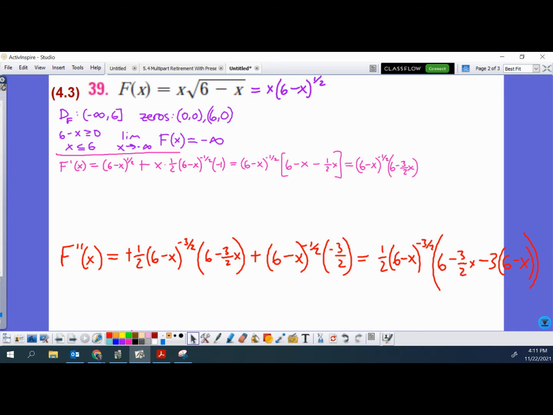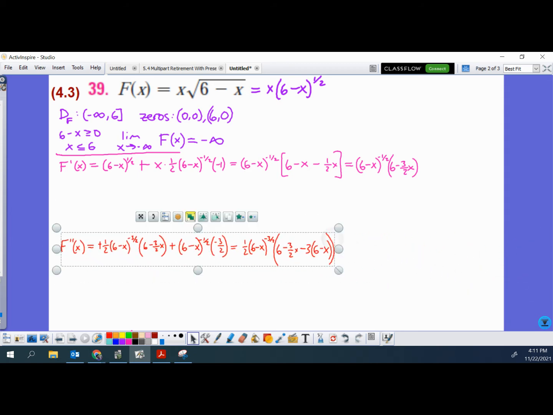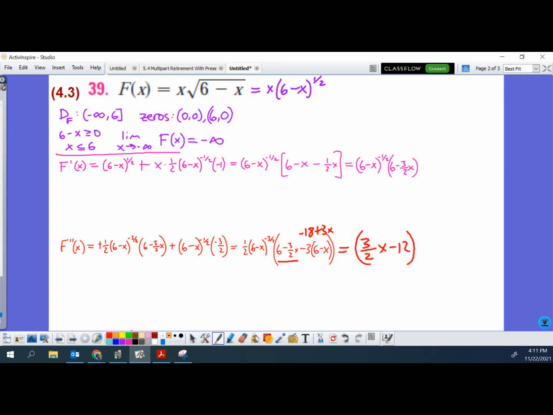All right. Then I'm going to clean that up. First, I'm going to shrink it so it fits better. And when I say clean it up, I mean specifically the inside here. So that's minus 18 and then plus 3x. And when I put it together with this stuff, that's going to be positive 3 halves x minus 12. So that's that last factor. And then with this stuff as well.